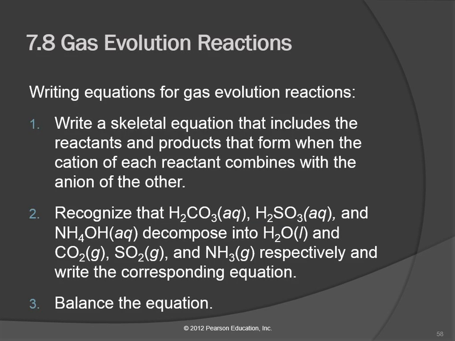So let's do some examples. So here are the steps. First, write the skeletal equation with the reactants and the products. And the products forming is what I just said. Take the reactants apart into ions, swap the partners, put them back together into compounds, and that's your skeleton of an equation. And then what you have to recognize is that if you get H2CO3, H2SO3, or NH4OH, those are going to decompose into water and what's left of that formula. So you do that, and then you balance the overall equation.